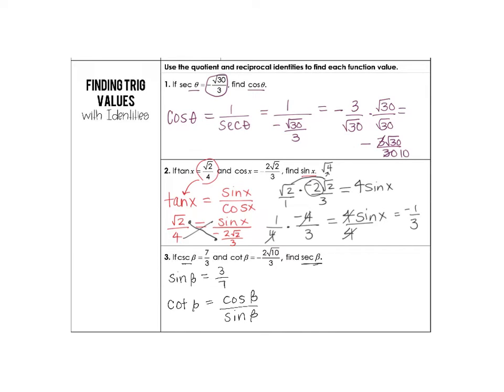And so here we're getting a little bit closer. We can now fill in the blanks. Cotangent of beta, notice we're told that that value is negative 2 square root of 10 all over 3, is equal to cosine of beta, we don't have a value for that, over, and we now know sine of beta is 3/7. And again, we can do our cross multiplying here. And when we do that, we have negative 2 square root of 10 times 3/7 is equal to 3 cosine beta.